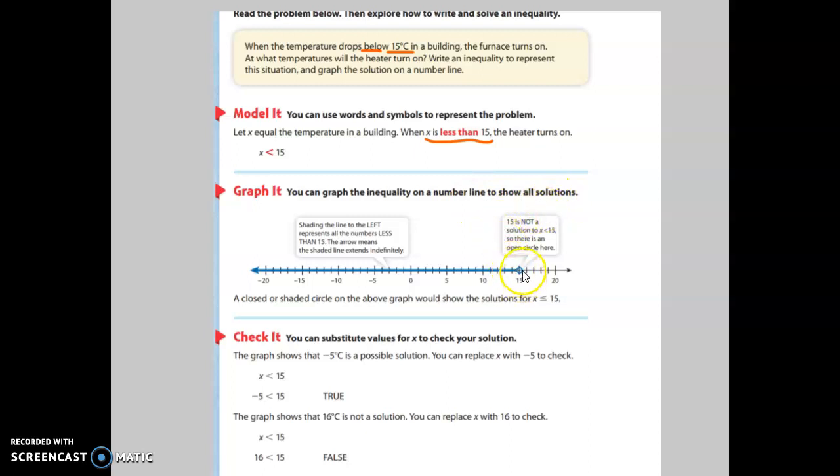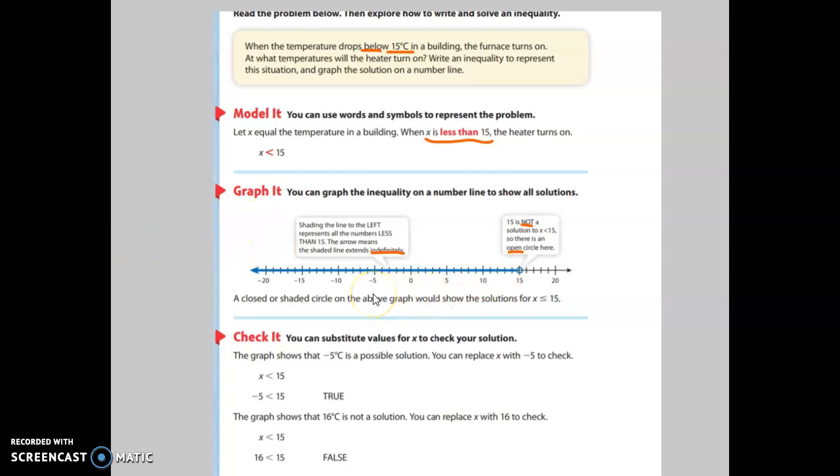Notice how they do their circle dot here. 15 is not a solution for x is less than 15, so there is an open circle. When the number is not a solution, it's open. And then you shade the direction of all the values that it would be. So we're shading to the left because it's all the numbers that are less than 15. So it goes forever, basically, indefinitely, there's no end in sight here.